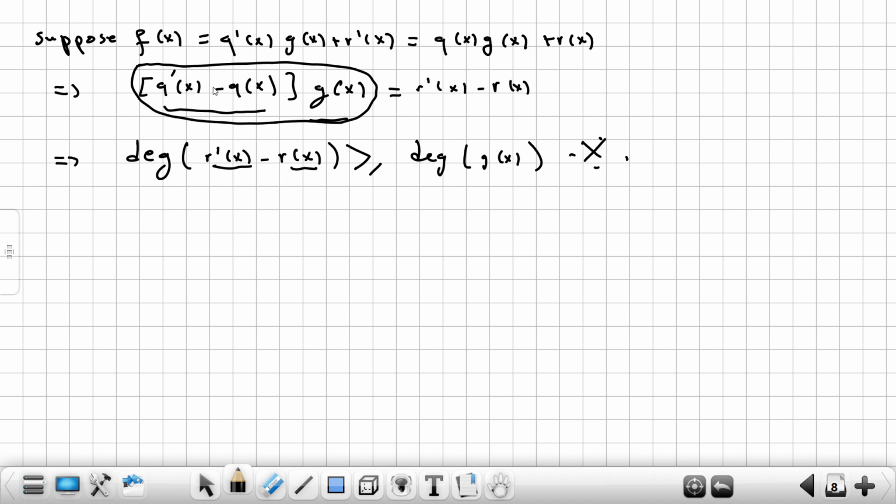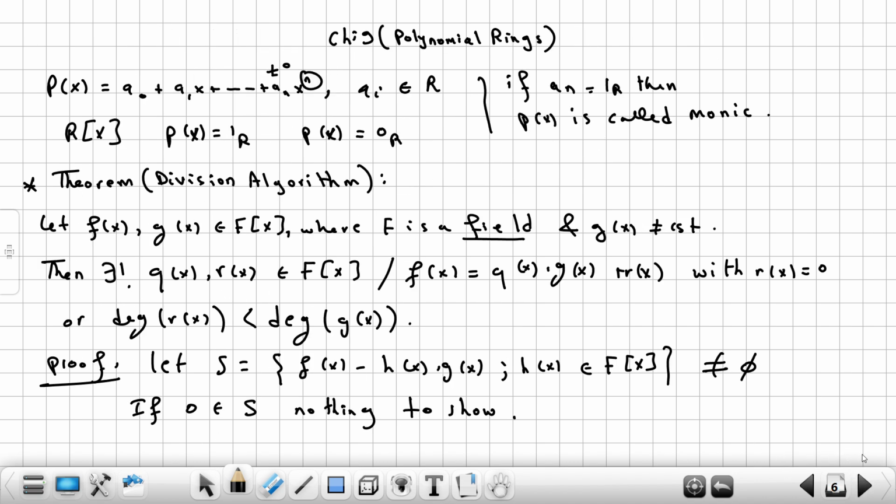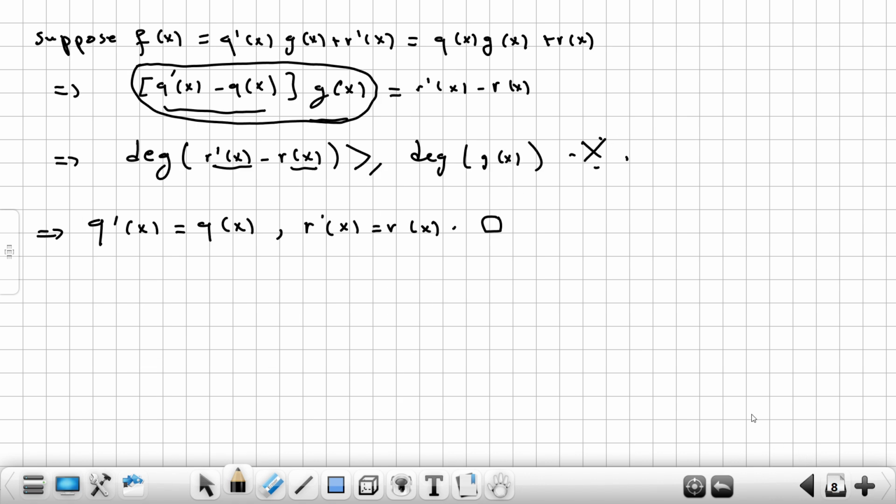And our assumption that q prime of x minus q of x is different from 0 is wrong, and q prime of x is equal to q of x. Now q prime of x equal to q of x implies automatically that r prime of x is equal to r of x, and the uniqueness follows. Okay, so this is the division algorithm, a very important result in abstract algebra.